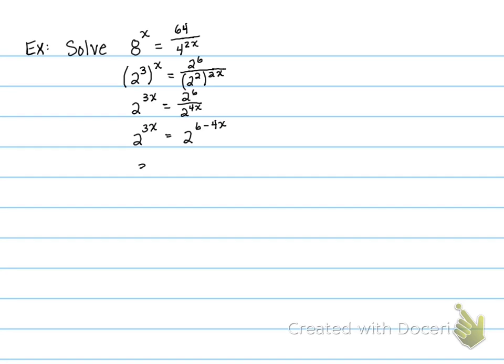And so then we can say that 3x is equal to 6 minus 4x. So setting those exponents equal to one another, and then just solving that linear equation. So 7x equals 6, and x equals 6/7. Does this make sense?